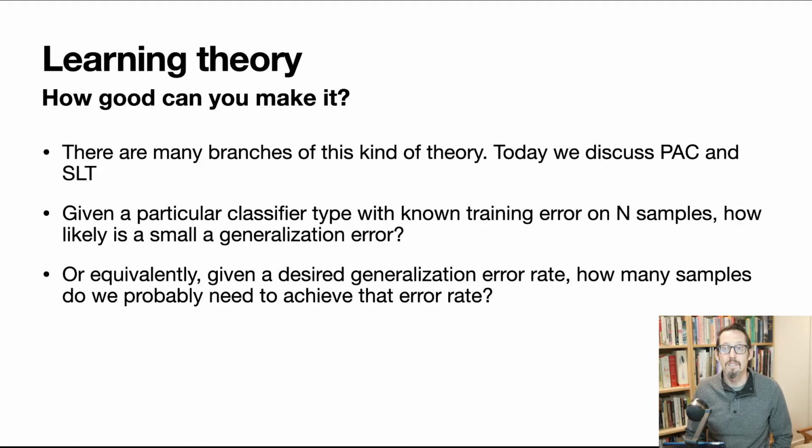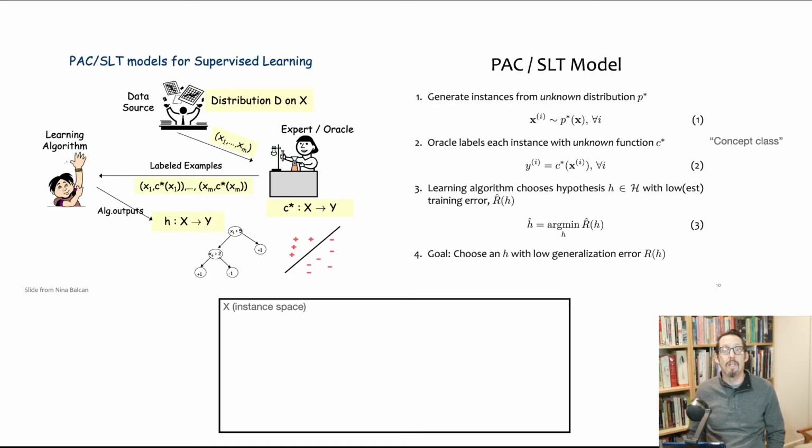But just to give you a kind of a taster, the kinds of questions we're going to ask are below. Given a particular classifier type, which has known training error on n samples, how likely is it to have a small generalization error? Or will it maybe just be crud on generalizing to new data? Or equivalently, we can flip that question around and ask, given a desired generalization error rate, how many samples do we probably need to achieve that error rate? Okay. Well, let's get into the nitty-gritty and see what that would look like.